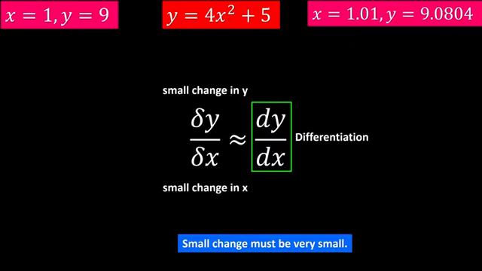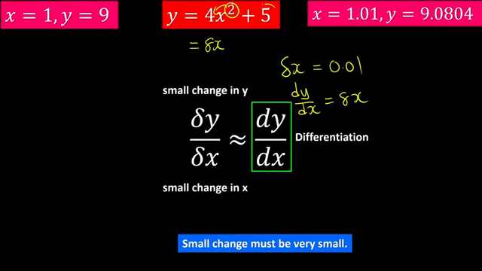So we can see 1 becomes 1.01. So we can say that delta x is equivalent to 0.01. And can we find our dy over dx so that we can say what happens to our y? So dy over dx, we have 8x, right? Because the 2 goes down, 4 times 2 is 8x. The derivative of a constant is nothing. So this is why dy over dx is equivalent to 8x.